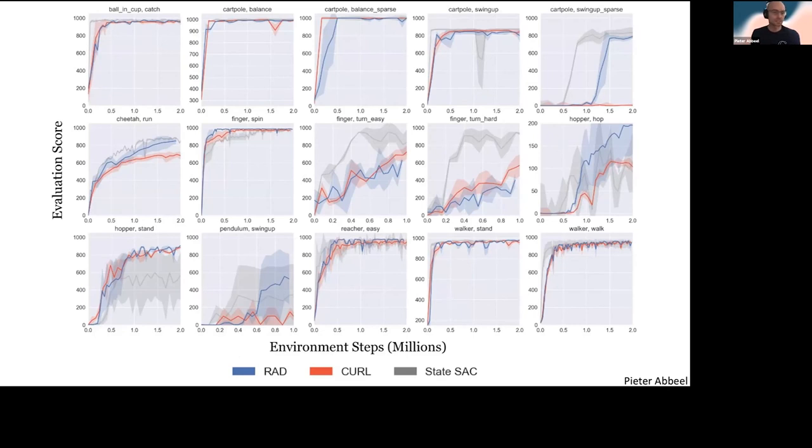And we see that state-based learning in gray, while of course very good, can be matched in most environments by RAD, which is just RL with data augmentation, or CURL, which is RL with data augmentation and contrastive learning.